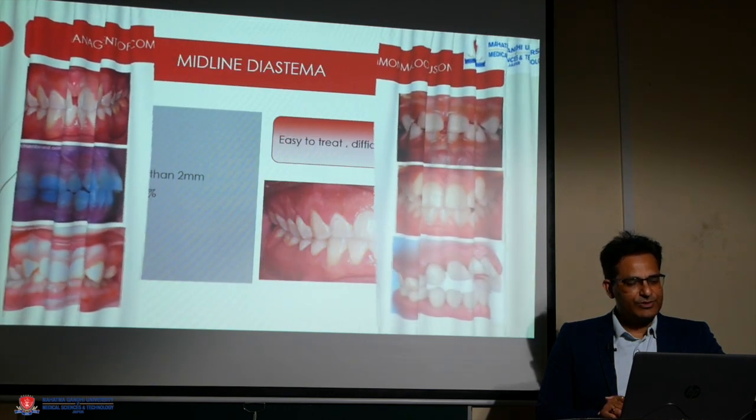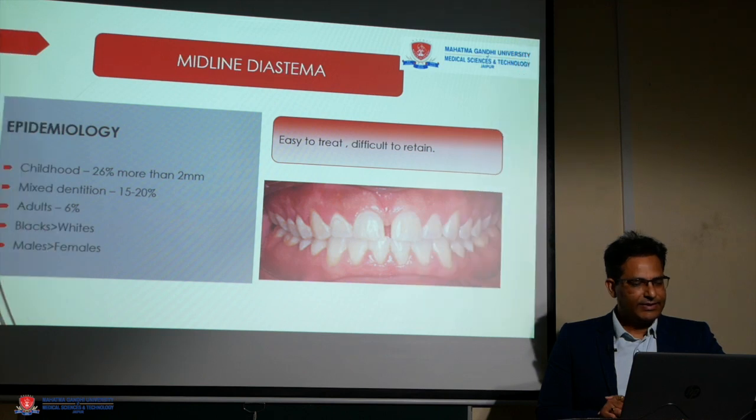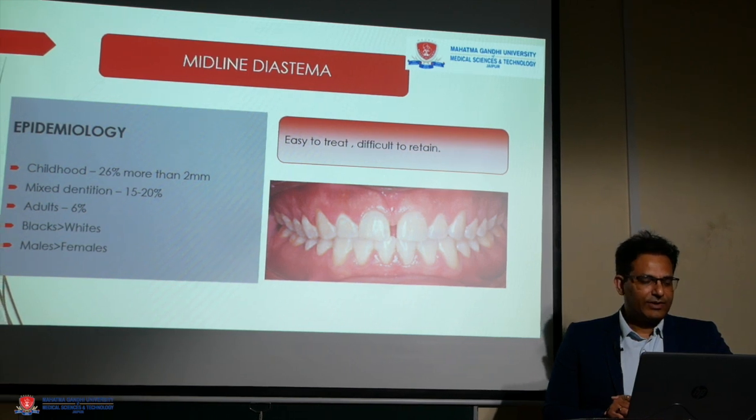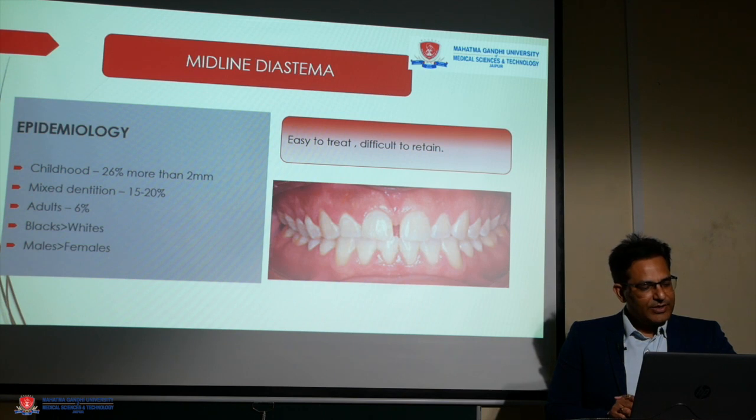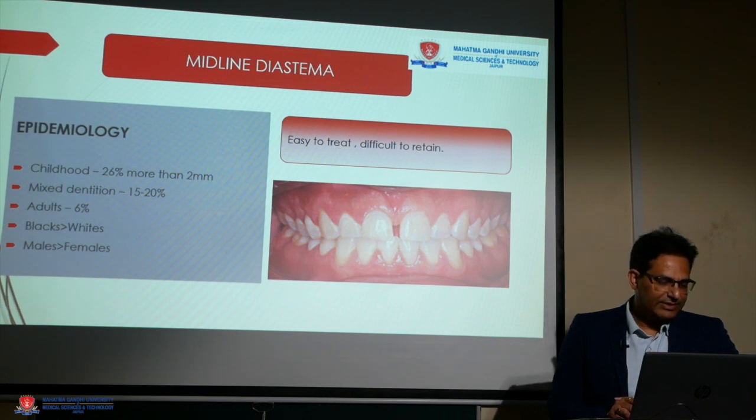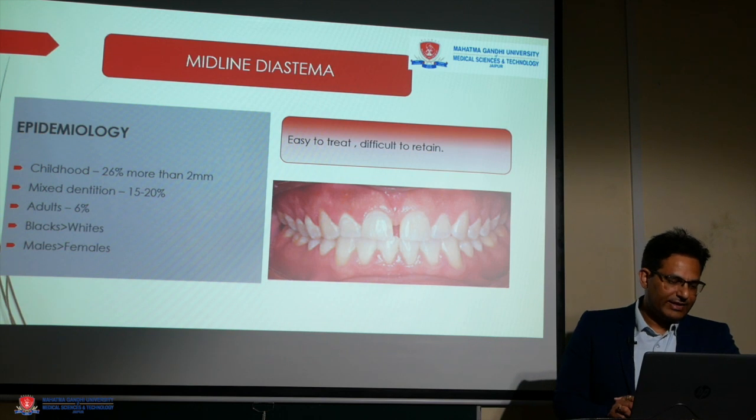The first malocclusion that we'll study is midline diastema. Midline diastema is a very common finding in childhood. More than 26% of the children usually have diastema which is around 2 mm. In mixed dentition, the diastema is still pretty prevalent, like 15 to 20% of the kids of this age usually have midline diastema. In adults, it decreases; 6% of the adults have midline diastema.